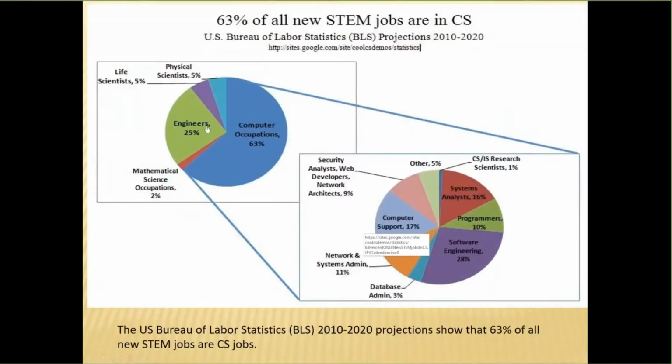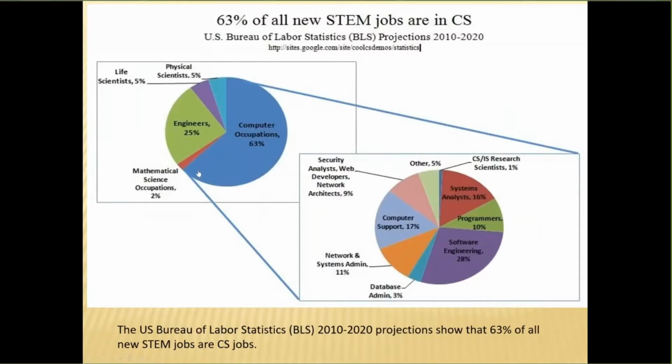So it's science, technology, engineering, and math. You see 63% of the new jobs that are being introduced are in computer related jobs versus the rest of it, 37% for the rest of the majors. So you see the huge demand on computer science graduates among all the STEM.